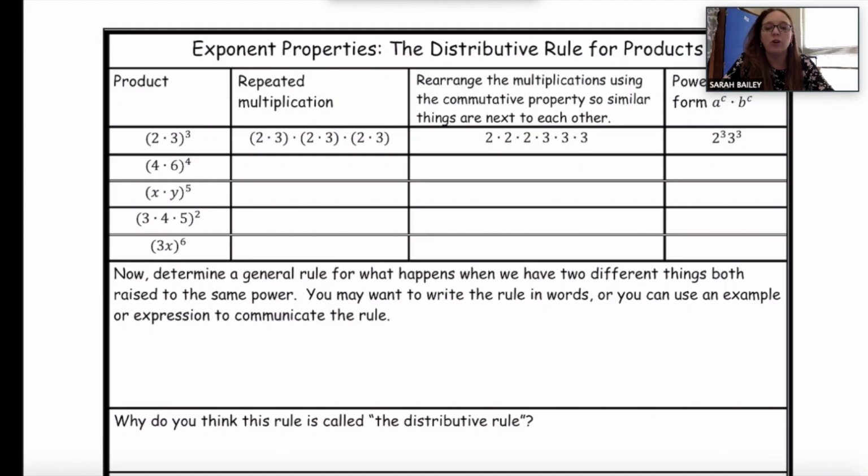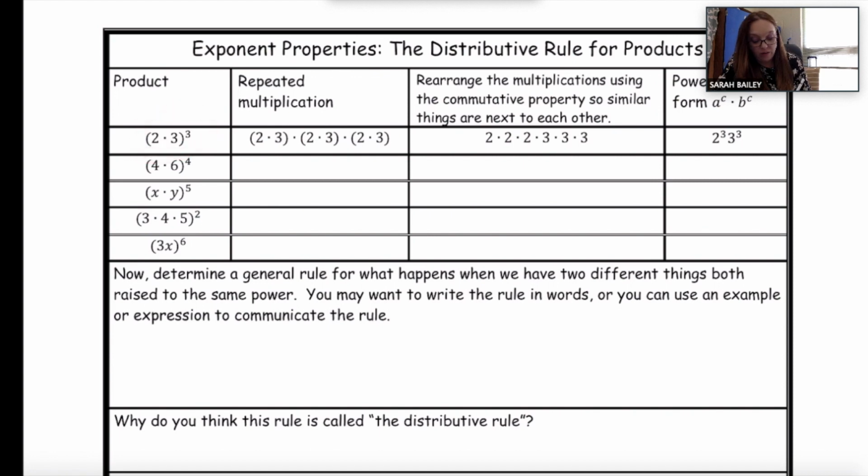In this lesson, we're going to talk about two rules, the distributive rule for products and then the distributive rule for quotients. So this first sheet is on the distributive rule for products. If you'll notice, the first example has already been done for you. So you started off with 2 times 3 in parentheses cubed.